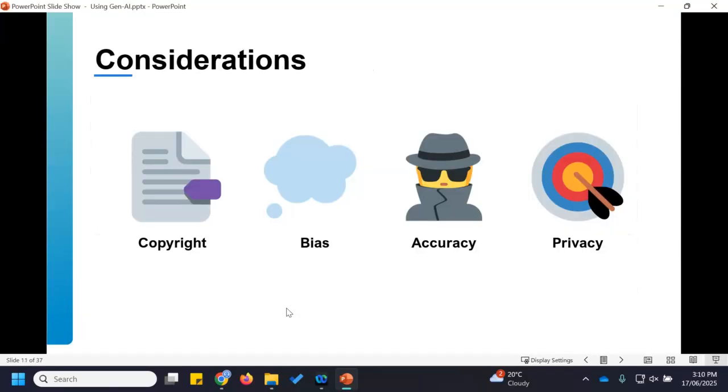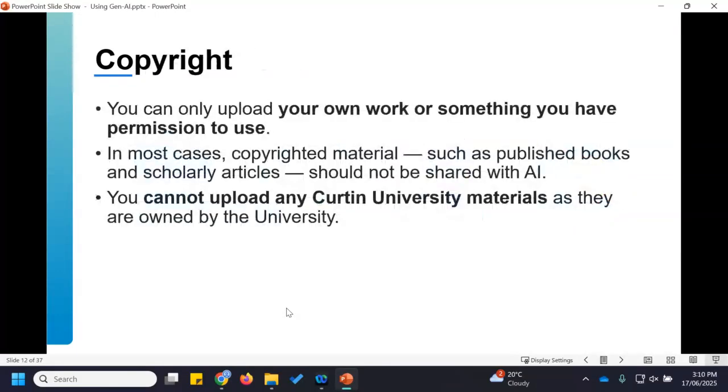So some considerations we should keep in mind when we use it. Big ones: copyright, bias, accuracy, and privacy. So copyright, you can only upload your own work or something that you have permission to use. So that includes anything that you've written. Keep in mind that when you give something to an AI, most of the tools will assume that that is now part of its training and it will use it as it wants to.